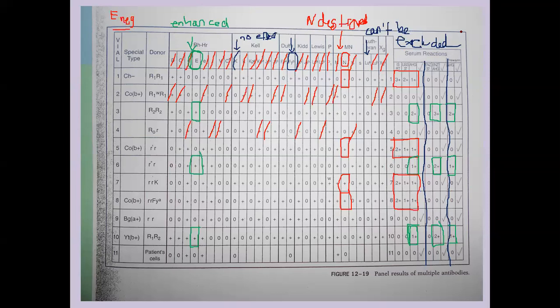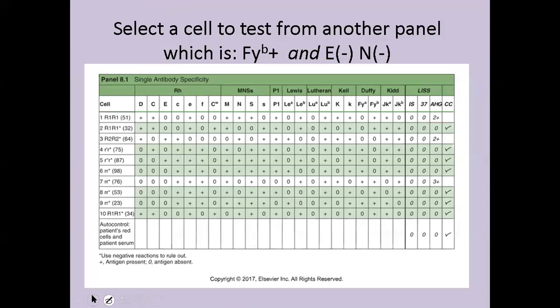Okay, so let's move on to our next slide and talk about what we're going to do about Duffy B, because we haven't completely ruled it out yet. So let's move to the next one. Okay, so in order to prove that this patient does or doesn't have a third antibody against Duffy B, we need to do a select cell panel.